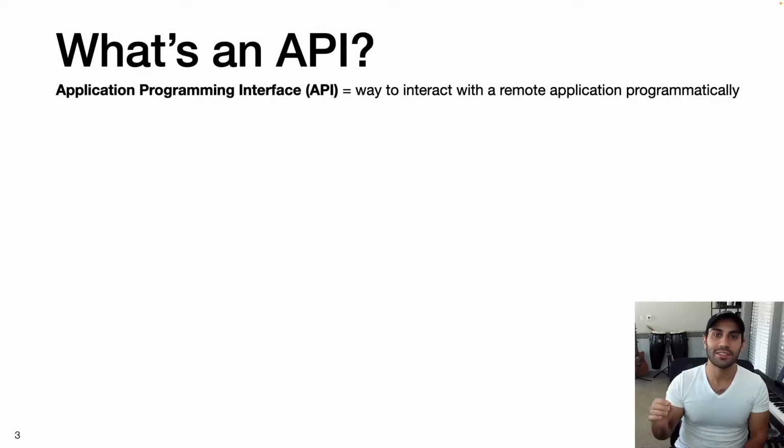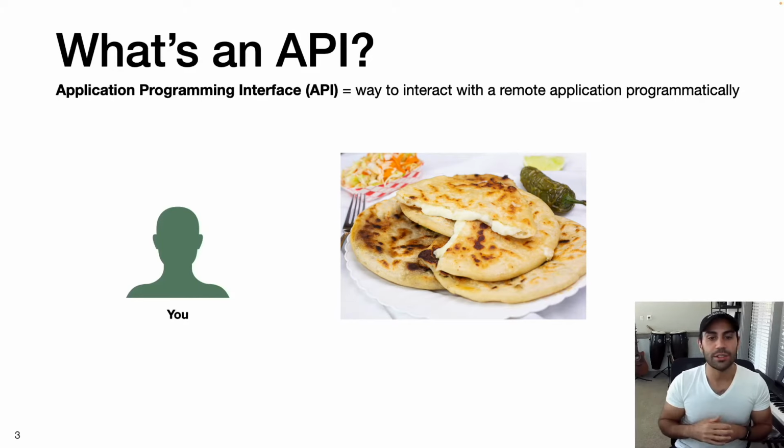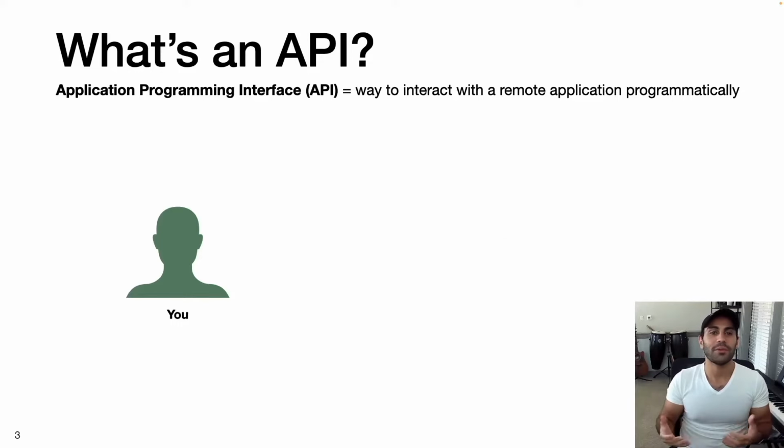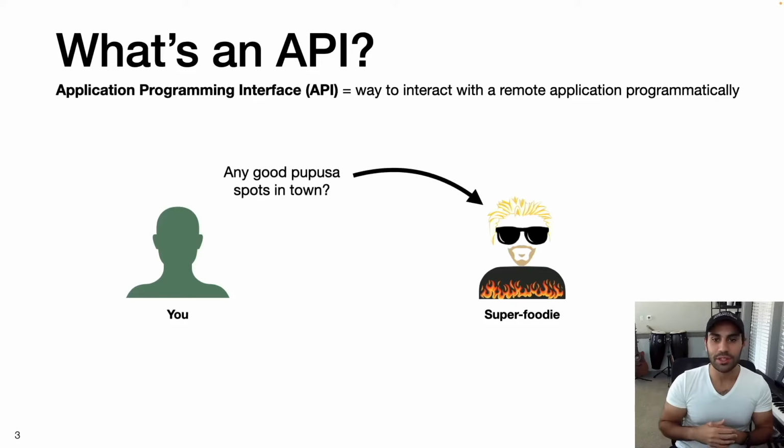Let's just consider the following analogy. Suppose this is you and you've got a craving for some Salvadorian pupusas that you had during your Latin America trip from last summer. However, you're back home and you don't know where you can find pupusas in your hometown. But lucky for you, you have a super foodie friend that knows every single restaurant in town. And so, if you were trying to figure out where you can go find great pupusas, you might send your friend a message, hey, any good pupusa spots in town?